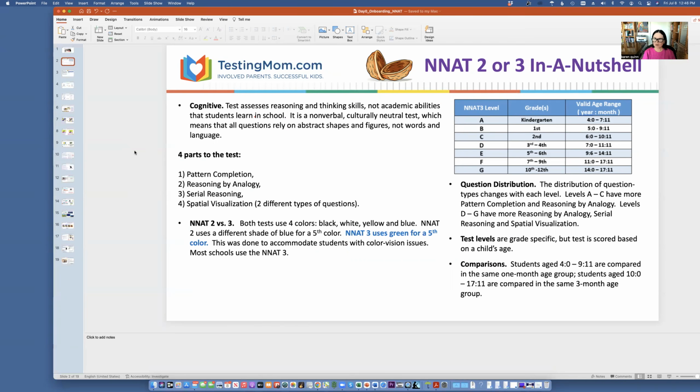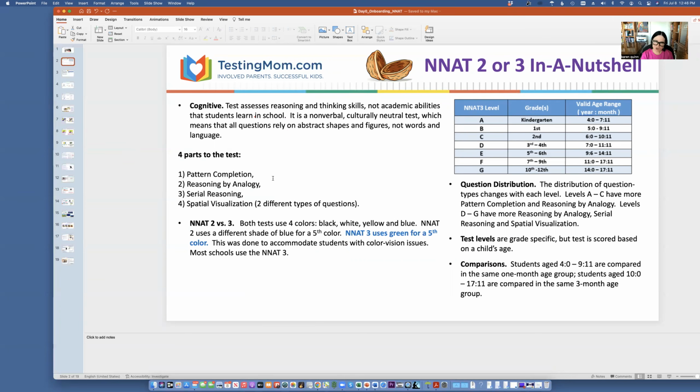All of the questions are made from shapes and figures and designs. So there's no pictures, there's no words on the test. So anybody, no matter where you were brought up or what your background is, anybody should be able to solve these puzzles because it's all thinking skills and it's considered to be culturally neutral, because it has no pictures or no scenarios or words that kids have to understand in order to get the question right.